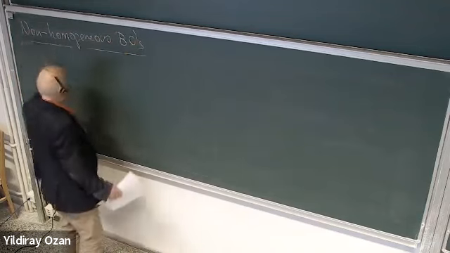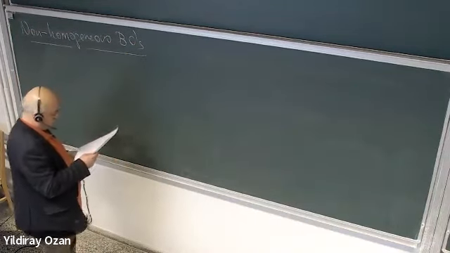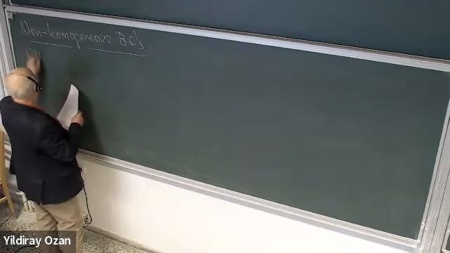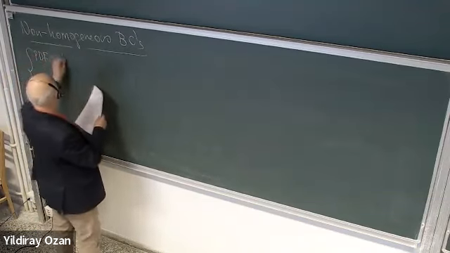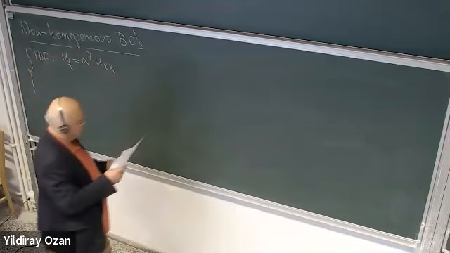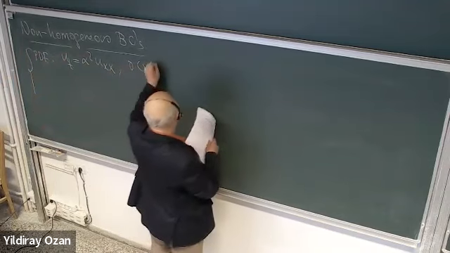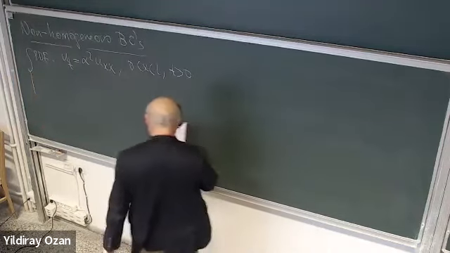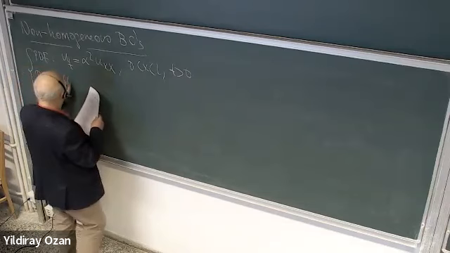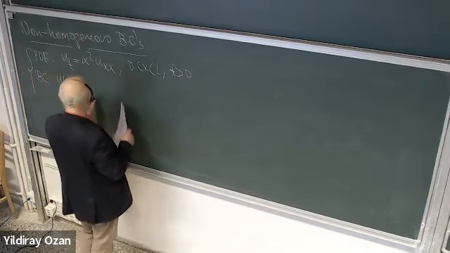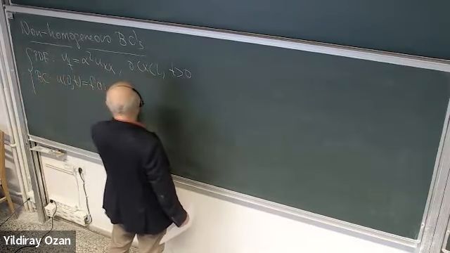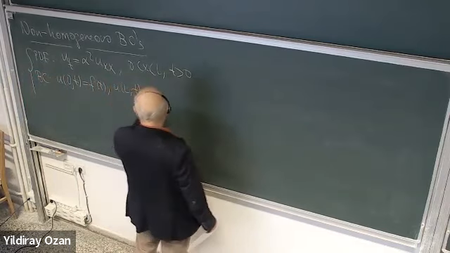Now, what if I have non-homogeneous boundary conditions? Suppose we have a problem of this type. So we have the same partial differential equation. That's the heat equation, a parabolic equation. But we may have something like this. So this may be some function f, and this may be some function G.